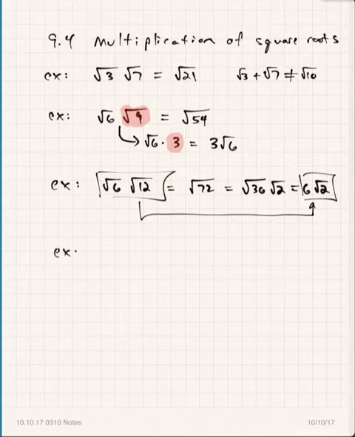All right, the next problem, and actually this is problem number 238. This is page 1056, section 9.4, and this is problem number 238. So 238, you have 2 times the square root of 3 in parentheses times 4 times the square root of 6.